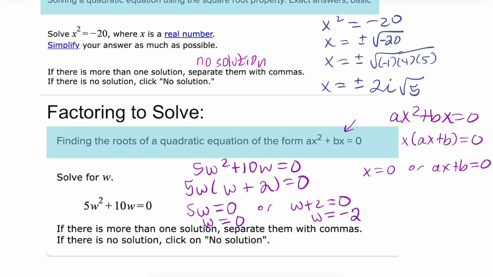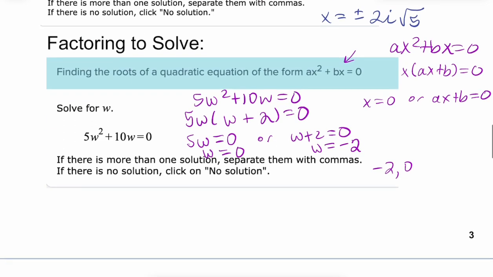So if there's more than one solution, separate them with commas. So you would probably go for negative 2, 0, or 0, negative 2. Sometimes I've seen that where they said to put it in least to greatest order. Just be mindful, read those instructions before you enter it. You don't want to get it wrong when you actually have the correct answer. Any questions about factoring to solve?